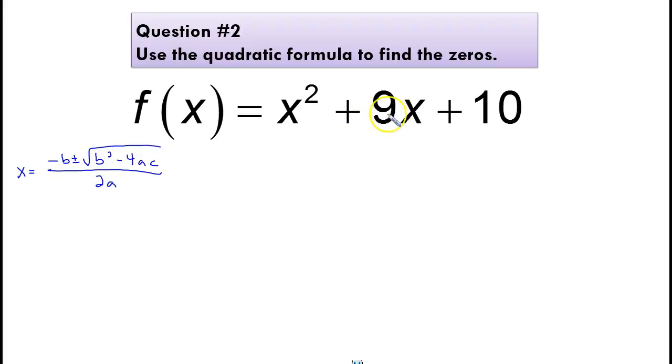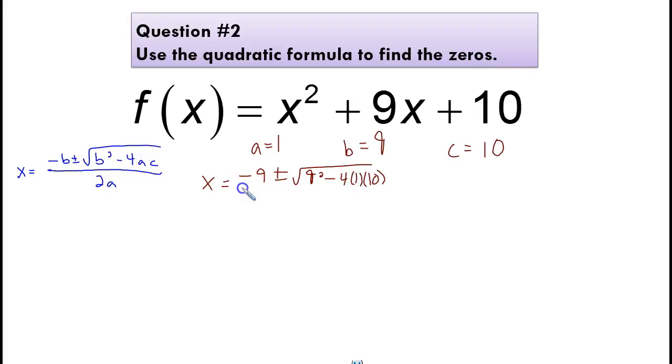Question number 2, we've got x squared plus 9x plus 10. It is in descending order already, so I can identify my a, b, and c. And then I'm going to plug those into the formula. So x is going to be negative b, which is negative 9, plus or minus the square root of b squared, which is 9 squared here, minus 4 times a, which is 1, times c, which is 10, all over 2 times a, which is 2 times 1.